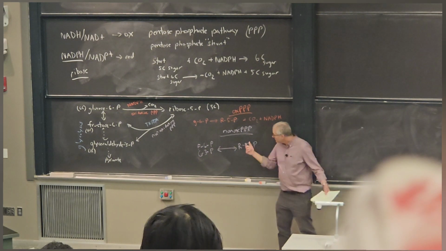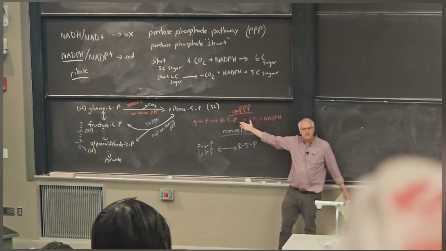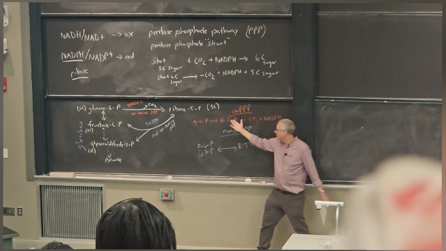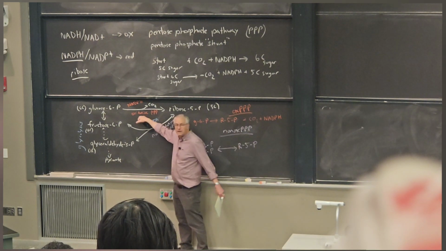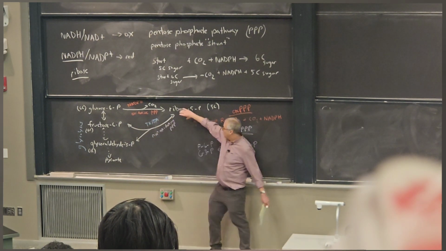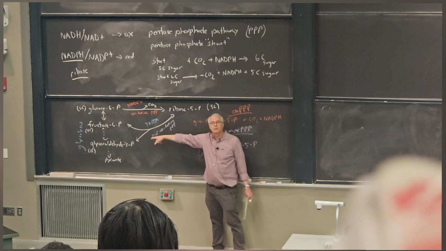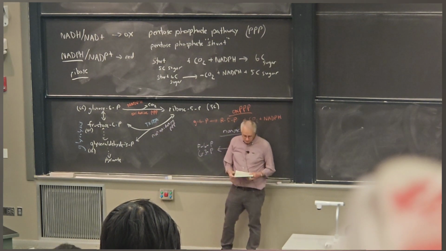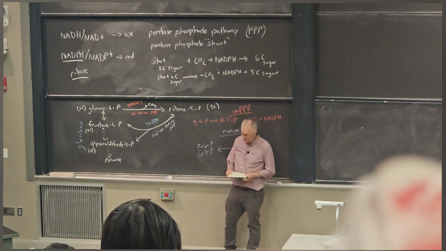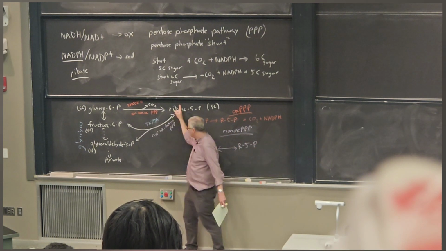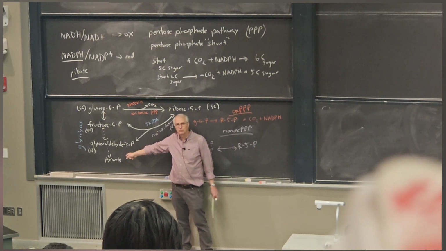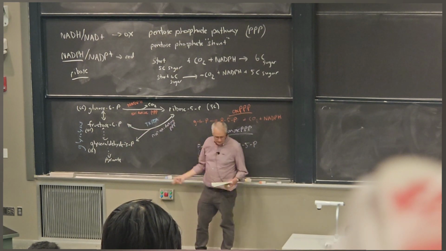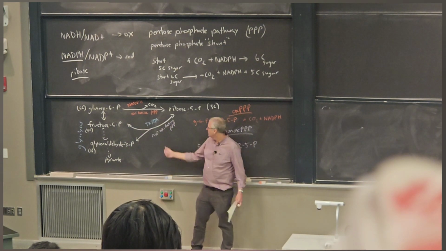What if I don't need NADPH? I just need 5-carbon sugars to make ribose. Well, now forget the oxidative pentose phosphate pathway. I can start with 6-carbon sugars, fructose 6-phosphate and glyceraldehyde 3-phosphate, and make ribose 5-phosphate that way. So it's a shunt because it's an alternative route through glycolysis, but there's a lot of flexibility here.